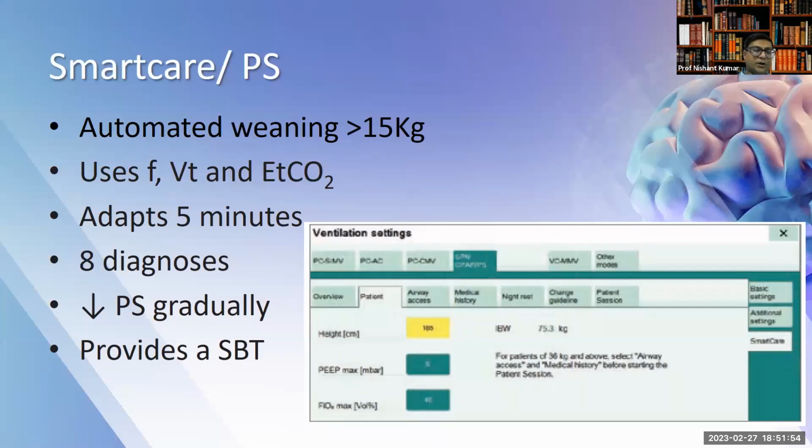Another important mode that has come up is SmartCare or pressure support, another thing which is used for weaning. It is used for automated weaning in patients more than 15 kgs, mainly in adults. It uses the rate, tidal volume, and ATCO2. It takes around 5 minutes to adapt and classifies the breathing pattern into 8 diagnoses, decreases the pressure support gradually, and provides a spontaneous breathing trial on its own.